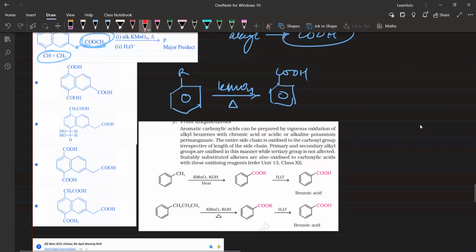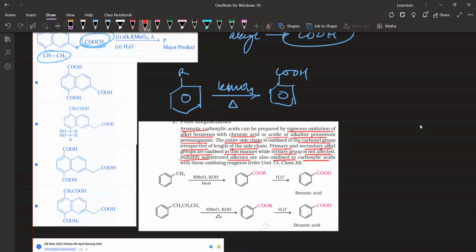What they are saying? They are saying aromatic carboxylic acid can be prepared by vigorous oxidation of alkyl benzene with chromic acid or acidic or alkaline potassium permanganate, KMnO4. The entire side chain is oxidized to carboxyl group, irrespective of the length of the side chain. Primary and secondary alkyl groups are oxidized in this manner, while tertiary group is not affected. Suitably substituted alkenes are also oxidized to carboxylic acid.